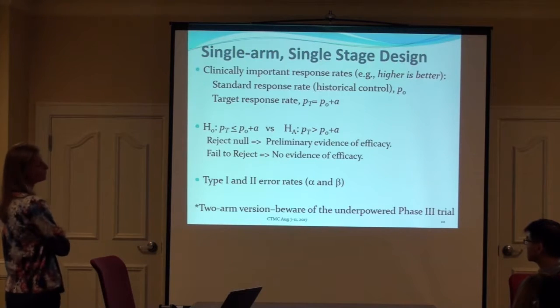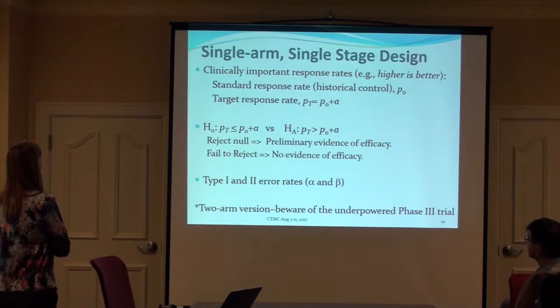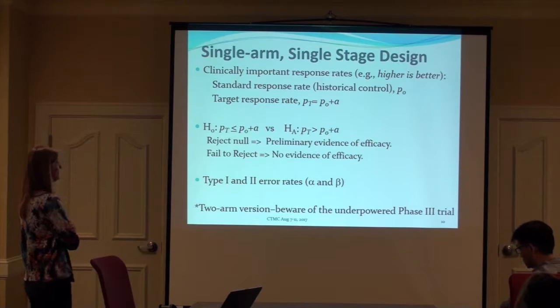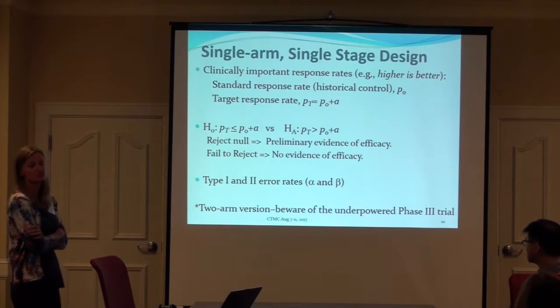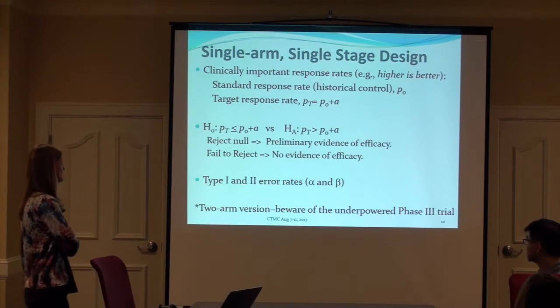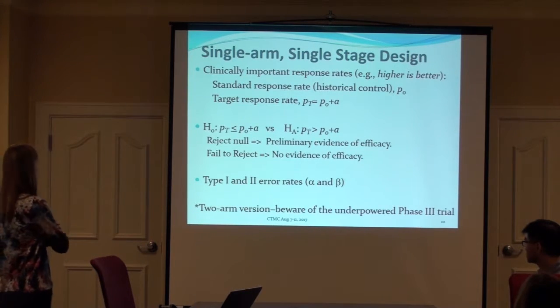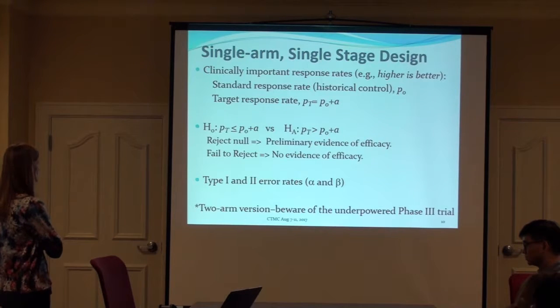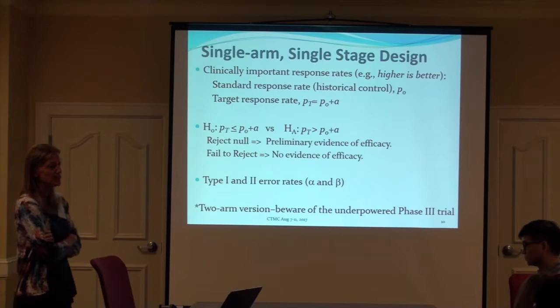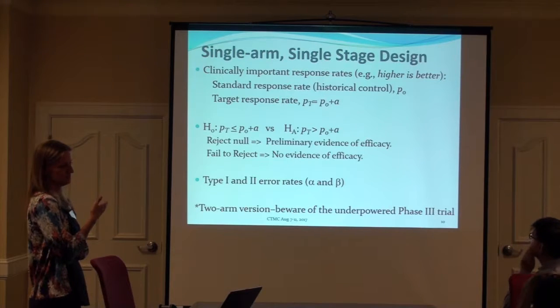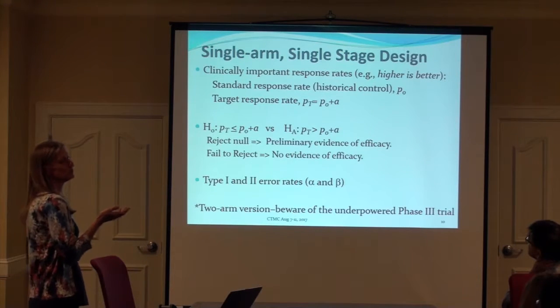We have this historical control, P0, and we want to say, if I want to target response rate, I want my PT, or my proportion of successes in my treatment arm, to be so much better, whatever A is, than my historical control. And you can do a one-sided test, and say, if I reject the null, then I have some preliminary evidence that my treatment's doing something, and I think it's worthy of moving forward.